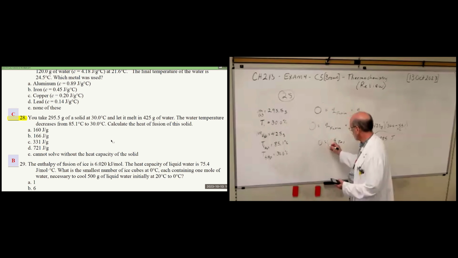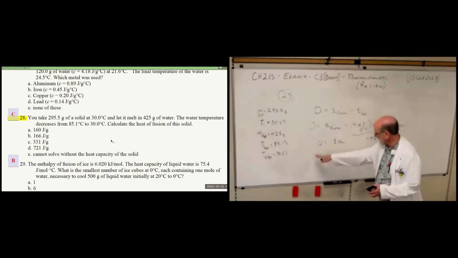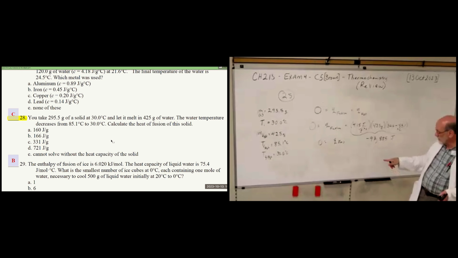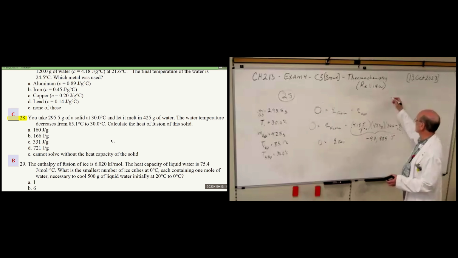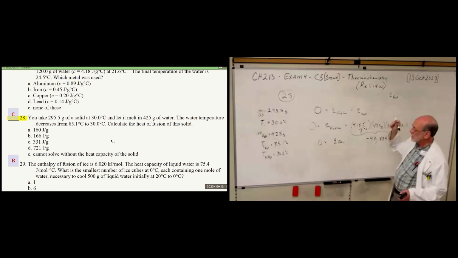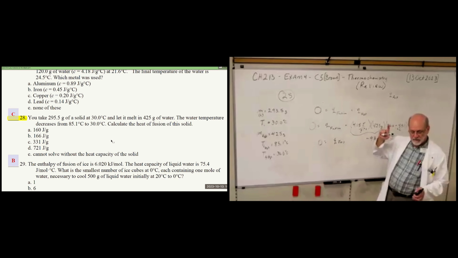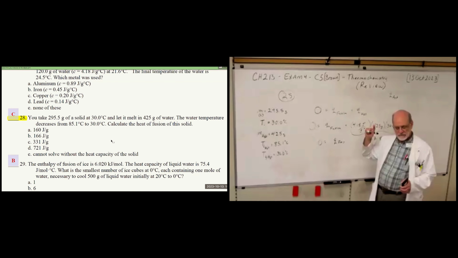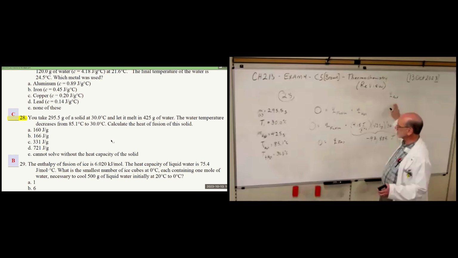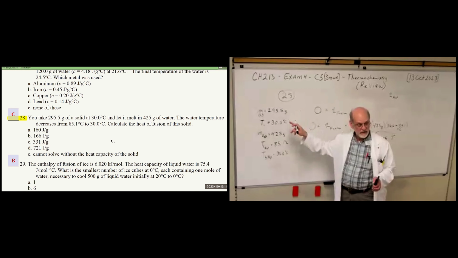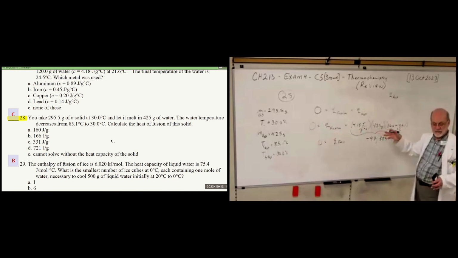Okay, so that's equal to 0. That means if we move this to the other side, it'll be a positive value, right? So this is the value of Q of fusion. Q of fusion is just the heat of fusion for that mass. What we want to know is, that's the extensive property. We want to know the intensive property for this material, right? How much heat per gram?